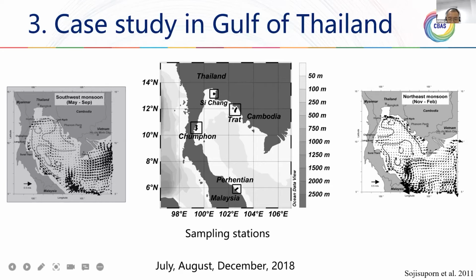From the left figure, we can see that the current flows from Chumphon to Perhentian. And from the right figure, we can see the current flows from the upper Gulf of Thailand to Trat. This water exchange may produce high similarity of the phytoplankton community.